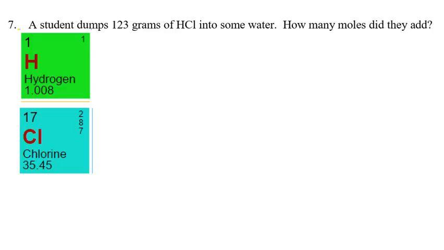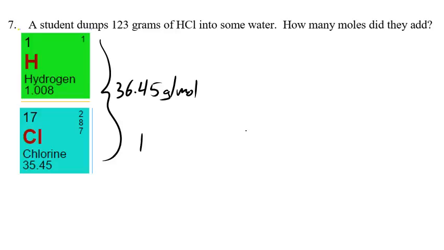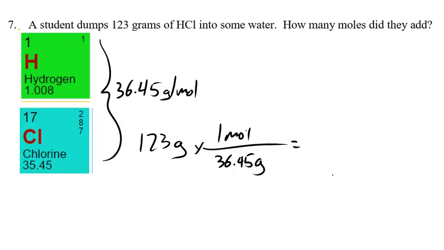The student dumped 123 grams of HCl into some water. The molar mass of HCl would be 36.45 or so grams per mole. We'll start with 123 grams of it. We'll multiply by a fraction of 1 mole over our 36.45 grams, which is equal to about 3.4 moles.